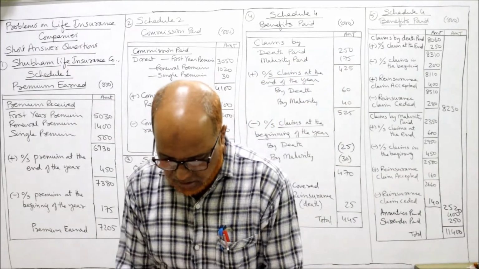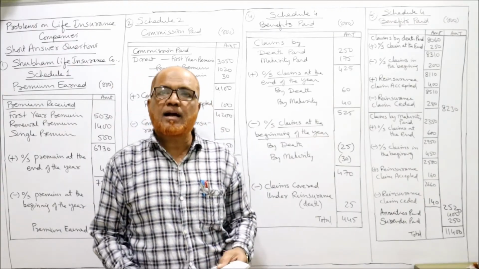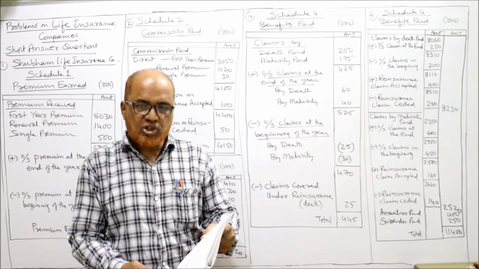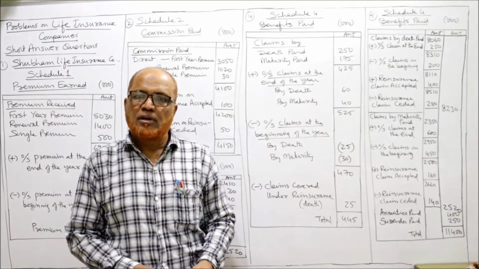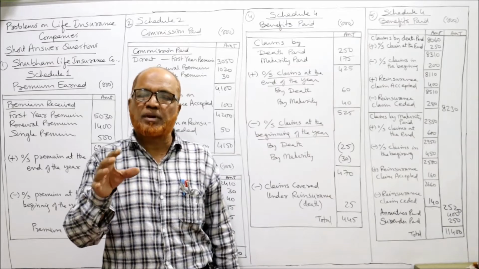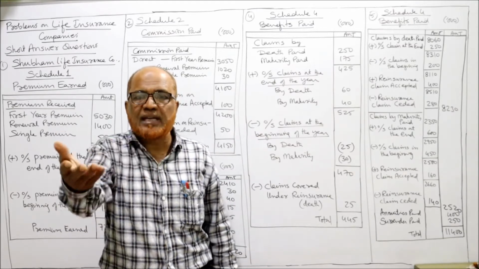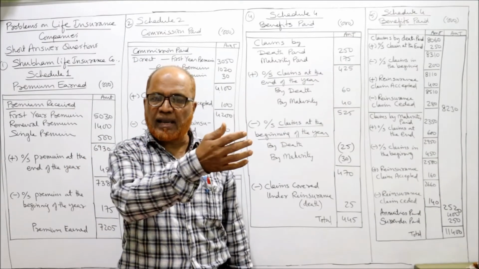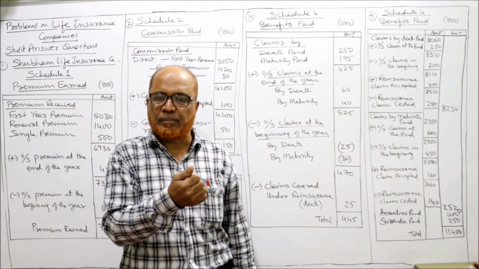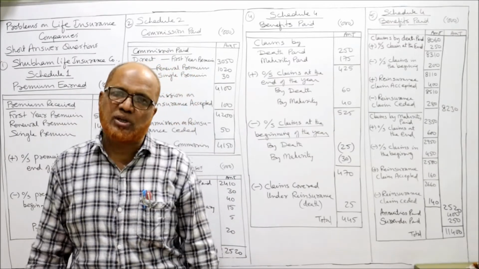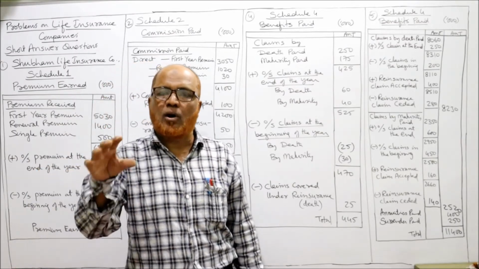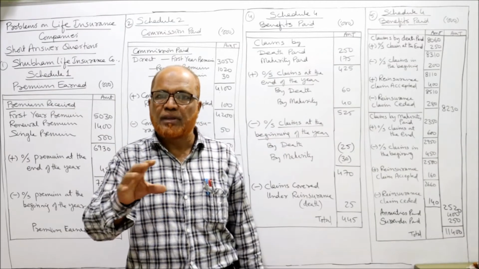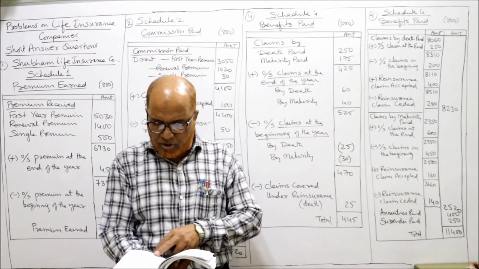Now we'll come to the second problem. Ascertain commission as per schedule 2. Commission paid. So commission will be paid on premiums. Actually this insurance business will be conducted through agents, and to agents commission will be paid. The agent will collect the premium from the public, from the policy holder, and pay it to the insurance company. So commission will be paid on first premium, on renewal premium, on single premium. So here it is given commission paid.